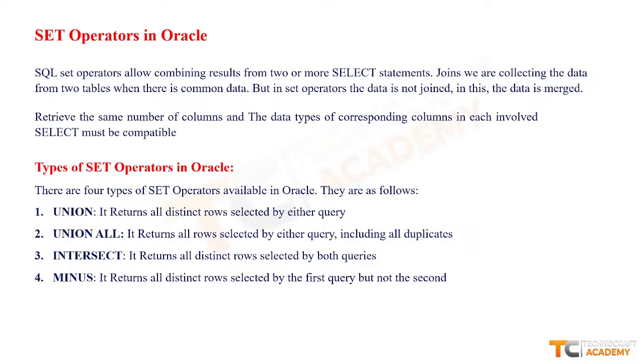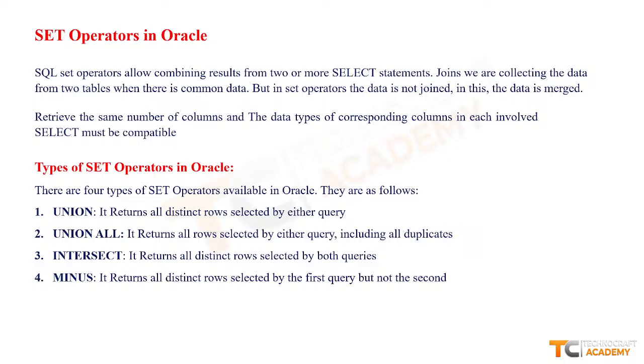What happens in a join? In a join, it's merging of the data, but in set operators the data is appended one below the other. So that is the main difference between joins and set operators. We have different types of set operators available in SQL: union, union all, intersect, and minus.